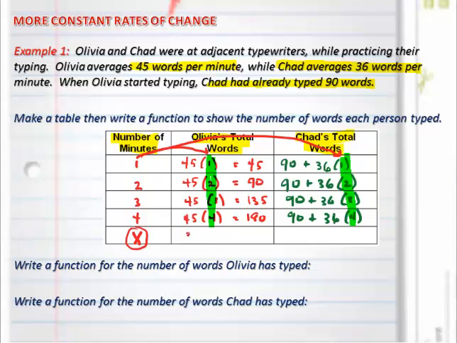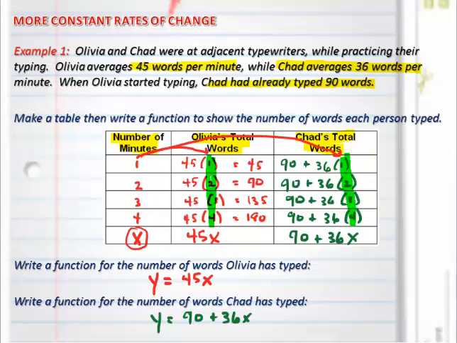So for Olivia, it would be 45 times the number of minutes, or times x. And for Chad, his would be 90 plus 36 times x, because x is the number of minutes, okay? So the functions for each of these, for Olivia's would be y equals 45x. And for Chad, the function would be y equals 90 plus 36x. Okay, so hopefully you understood that.